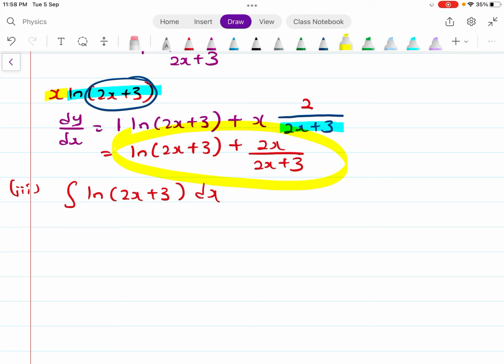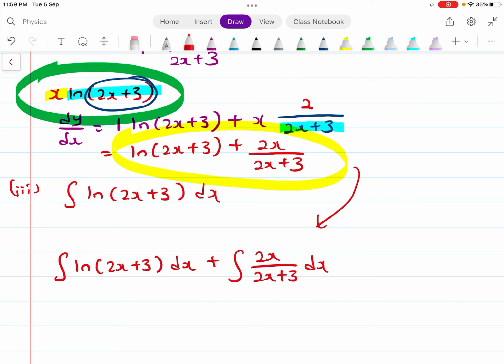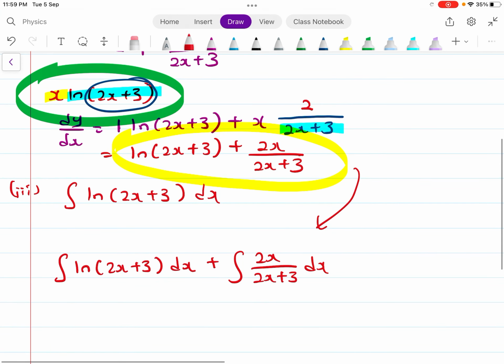So when I differentiate this thing here, I'll get the yellow color one, right? Of course, if I integrate the yellow color, I'll get back the green color. So, okay, let me just write down. First, I integrate ln(2x+3) dx, right? Plus the integral of 2x over 2x+3 dx. So this will give me back the green color, which is what you see on the screen, right?